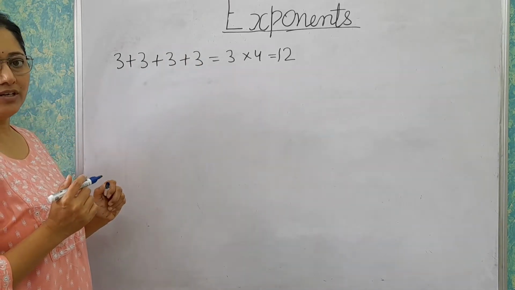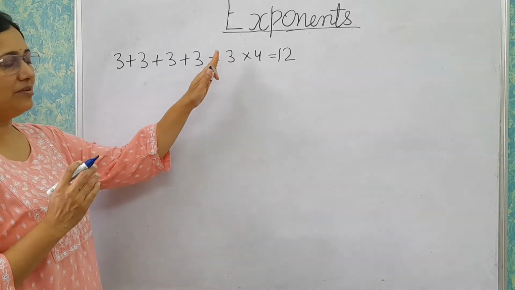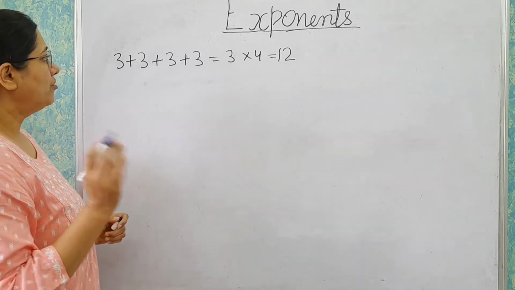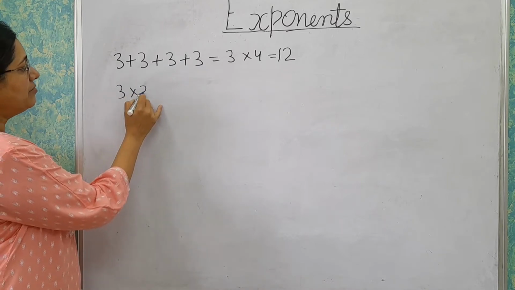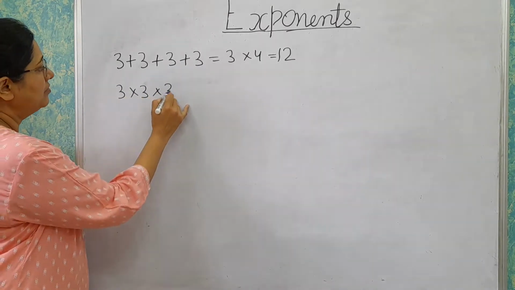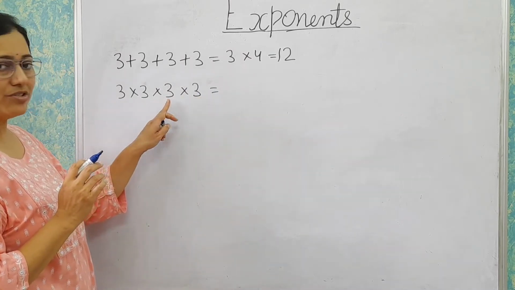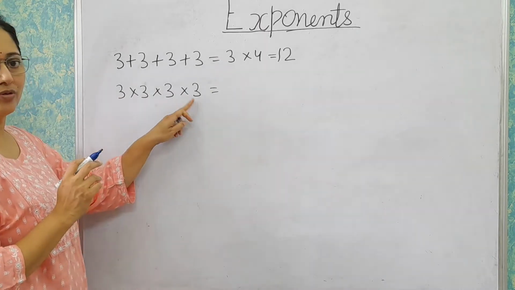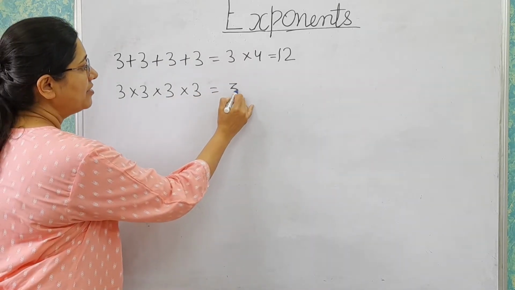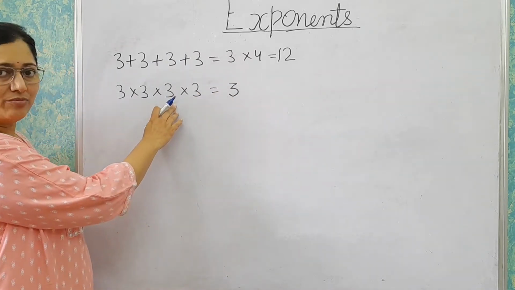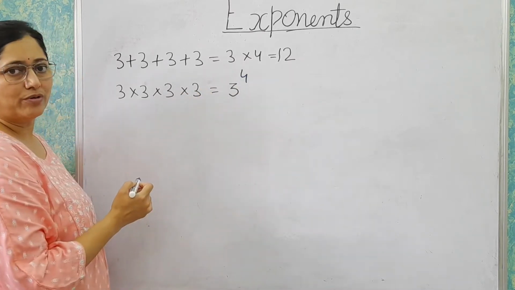Then what about exponent? If I am repeatedly multiplying the same number again and again, I can represent it in exponential form. For example, again I am taking 3, but this time I am multiplying 3. And I have multiplied 3 for how many times? 4 times. 1, 2, 3 and 4. And which number have I multiplied? 3. So first I will write 3. And how many times have I multiplied it? For 4 times. So I will write it raised to the power 4.